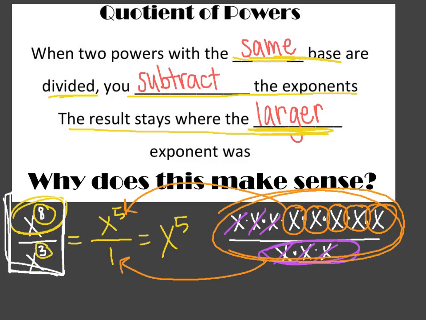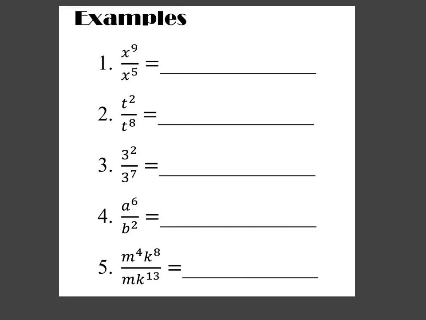So let's look at a couple examples. Number 1, x to the 9th divided by x to the 5th. Okay, I'm going to subtract my exponents, put my results where the larger exponent was. So 9 minus 5 is 4. I'm putting that on the top. Okay, the bottom's empty, so I put a 1 there. We all know dividing by 1 really just makes x to the 4th power.